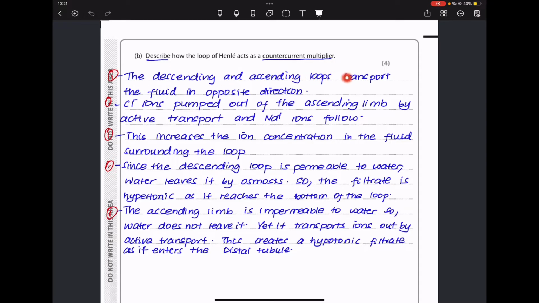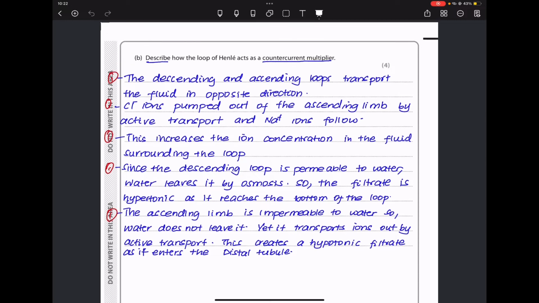So I say that descending and ascending loops transport the fluids in opposite direction. Chloride ions are pumped out of the ascending limb by active transport, and sodium ions follow. This is causing the fluid within the ascending loop to become hypotonic at the end of that ascending loop. This increases the ion concentration in the fluid surrounding the loop. Since the descending loop is permeable to water, water leaves it by osmosis, so the filtrate is hypertonic as it reaches the bottom of the loop. And the ascending loop is impermeable to water, so water does not leave it, yet it transports ions out by active transport. I'm talking about the loop. This creates a hypotonic filtrate as it enters the distal tubule.